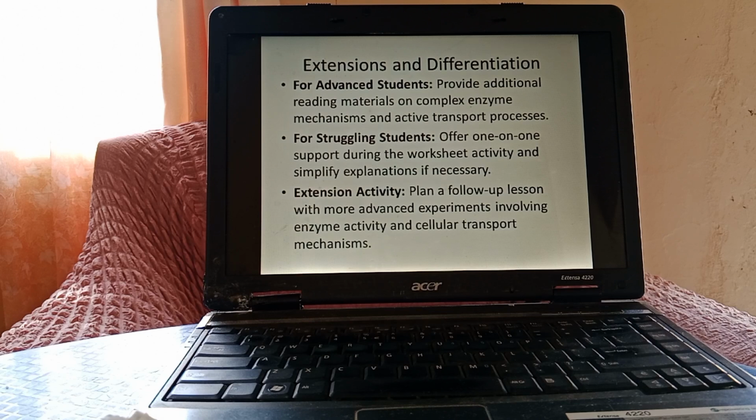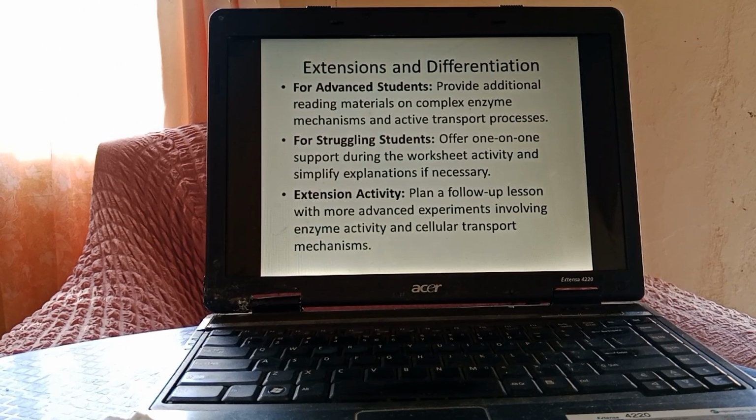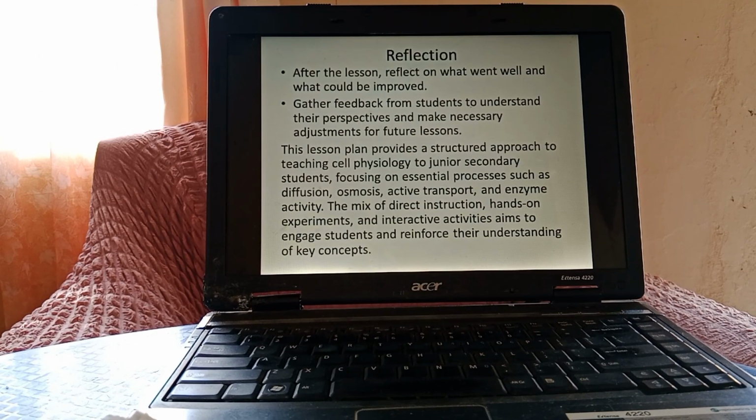Extension activity: plan a follow-up lesson with more advanced experiments involving enzyme activity and the cellular transport mechanisms. The reflection: after the lesson, reflect on what went well and what could be improved. Gather feedback from students to understand their perspectives and make necessary adjustments for future lessons.